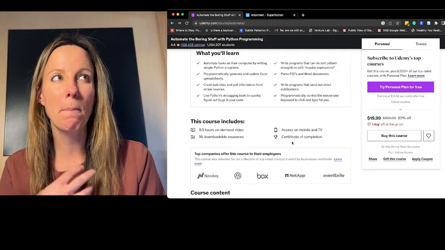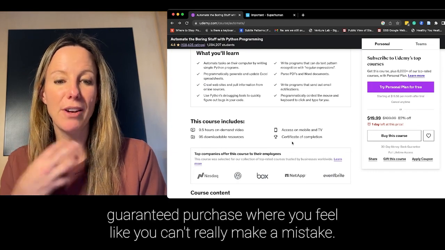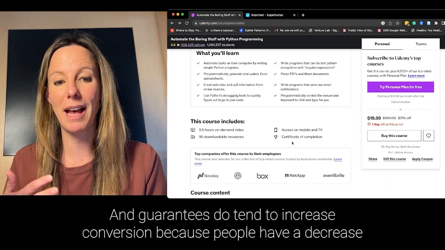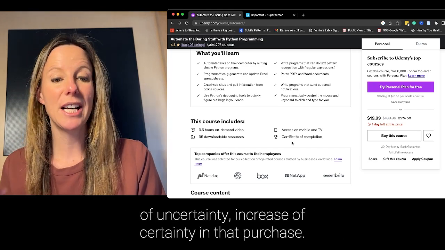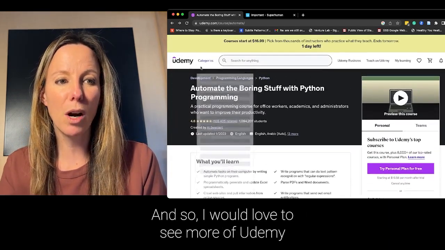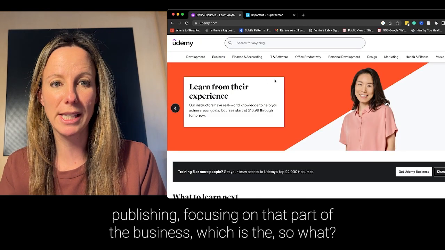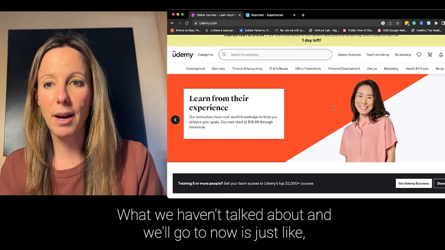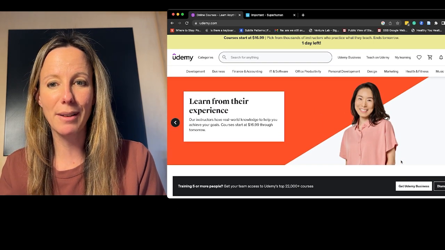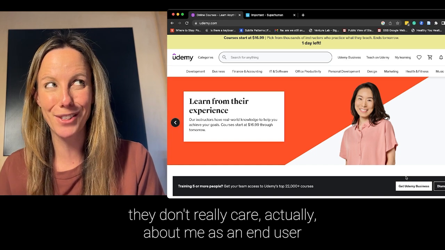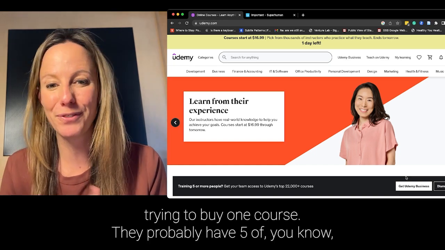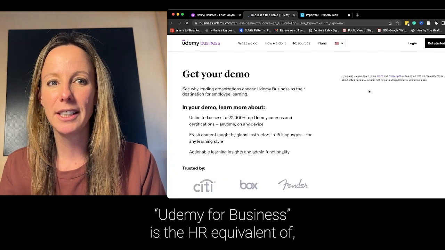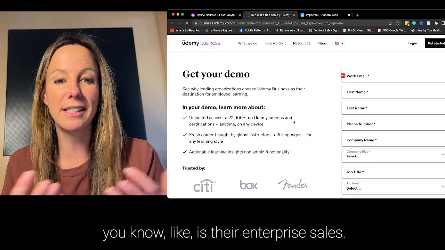Certificate of completion is kind of like, I compare it to a guarantee, where it's a guaranteed purchase where you feel like you can't really make a mistake. And guarantees do tend to increase conversion because people have a decrease of uncertainty, increase of certainty in their purchase. And so I would love to see more of Udemy publishing focusing on that part of the business, which is the so what. What we haven't talked about, and we'll go to now, is that they don't really care about me as an end user trying to buy 1 course. They probably have 5% of their people focused on that. What they really care about is Udemy for Business. Udemy for Business is their enterprise sales, the HR equivalent.